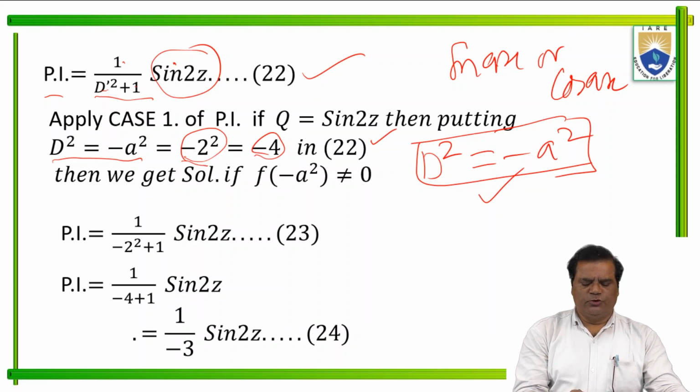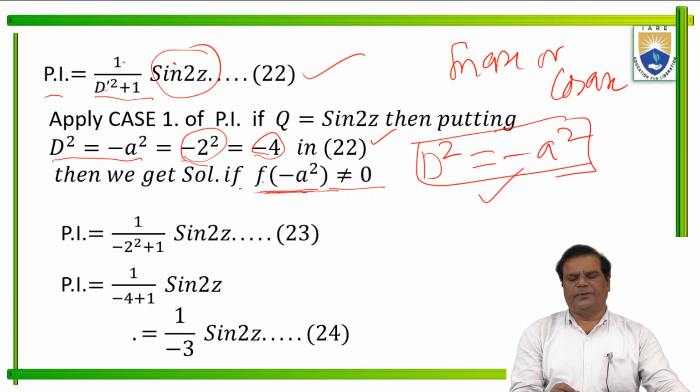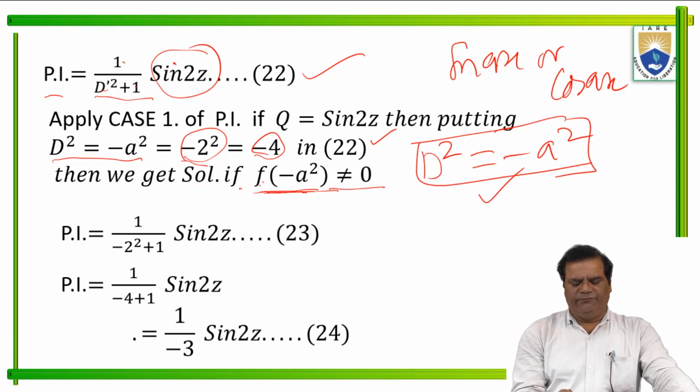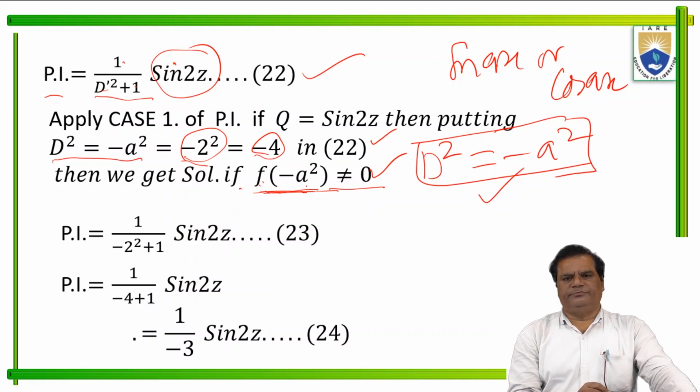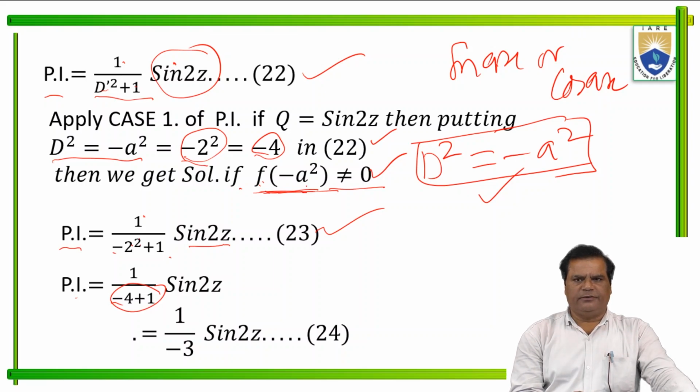Then we get the solution, if f(minus a square) is not 0. This is the first condition of particular integral if a trigonometrical function is given. So I am writing here PI equals 1 upon minus 2 square plus 1 sin 2z. This is equation 23. PI equals minus 4 plus 1, so minus 1 upon 3 sin 2z.